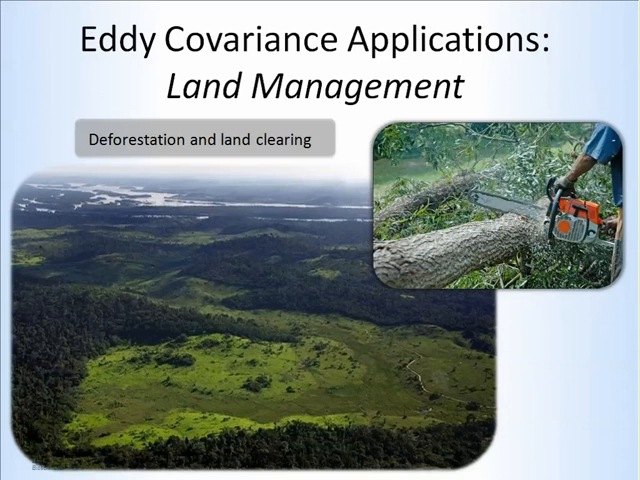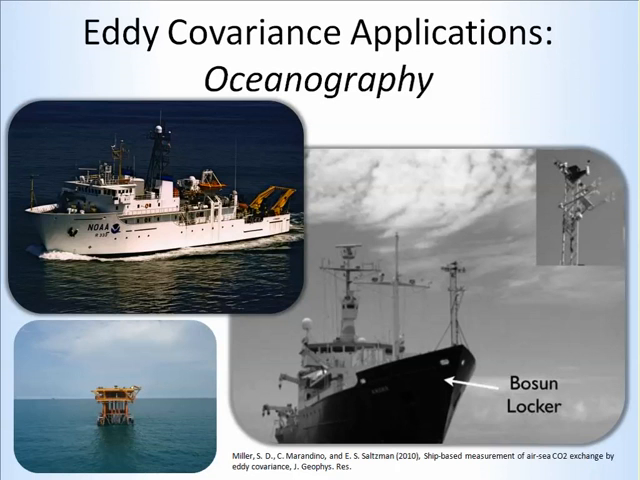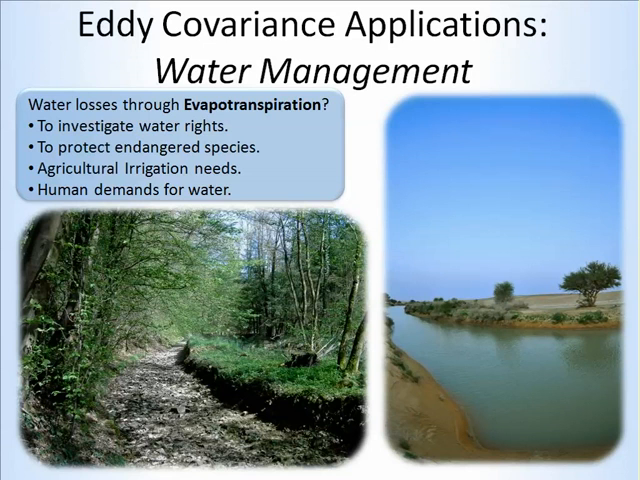People are also using Eddy Covariance over the oceans, people studying ocean research, oceanography. There are boats, rigs, and platforms out in the sea that use the same technique to measure the carbon and water fluxes in and out of the ocean as well. There's a lot of discussion and debate about water rights. For example, how much water is needed for irrigation? You also might have endangered species. There's lots of discussion on how much water is needed, and one way to measure that is looking at evapotranspiration.